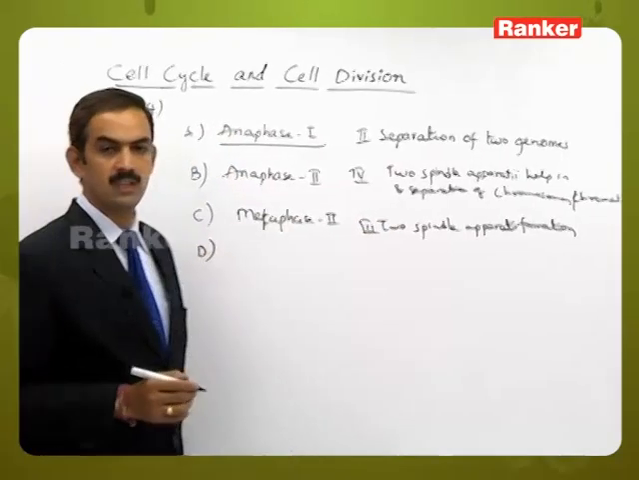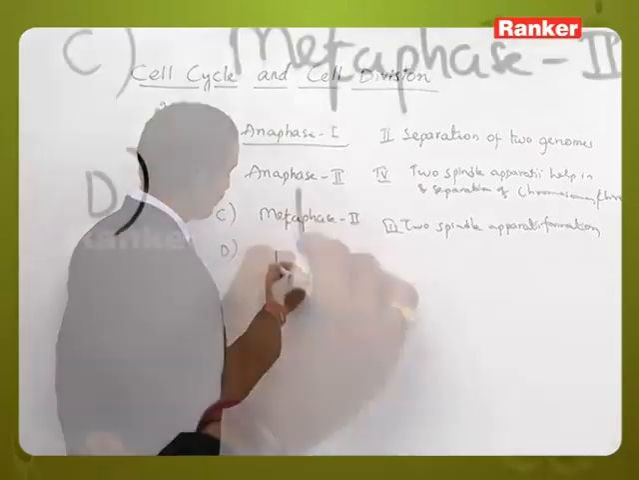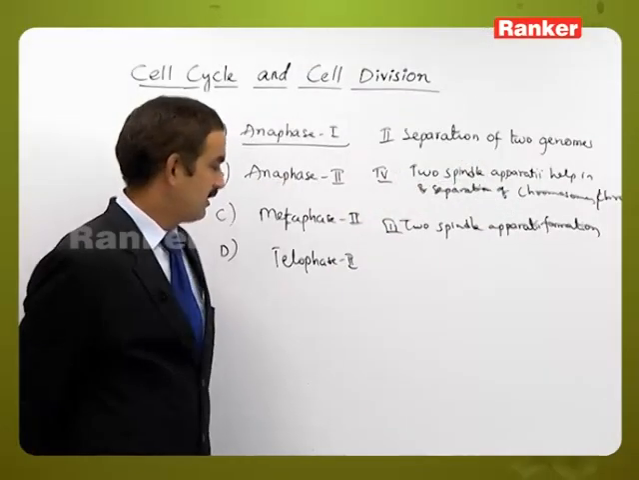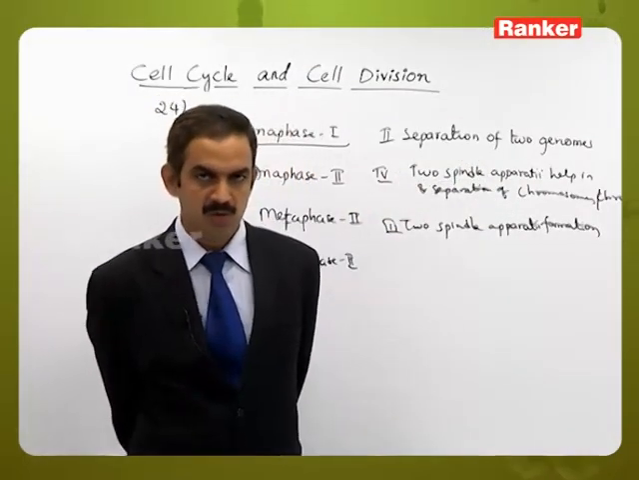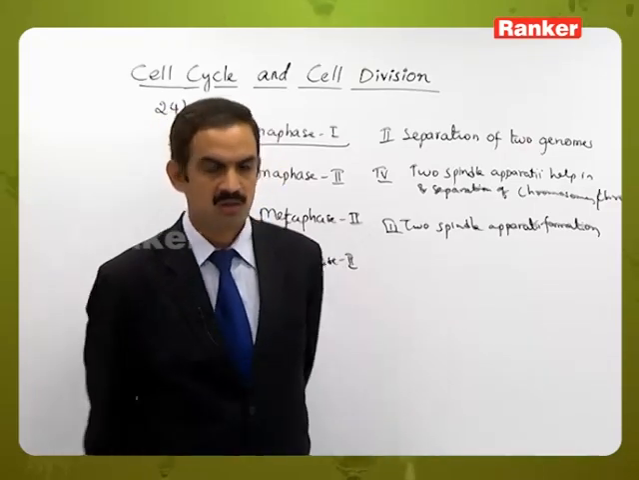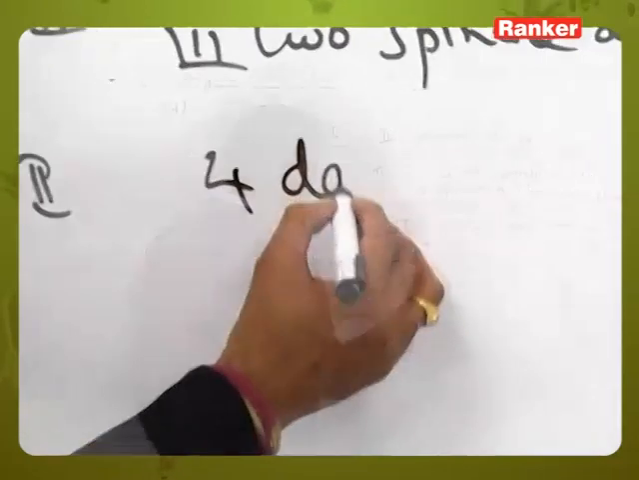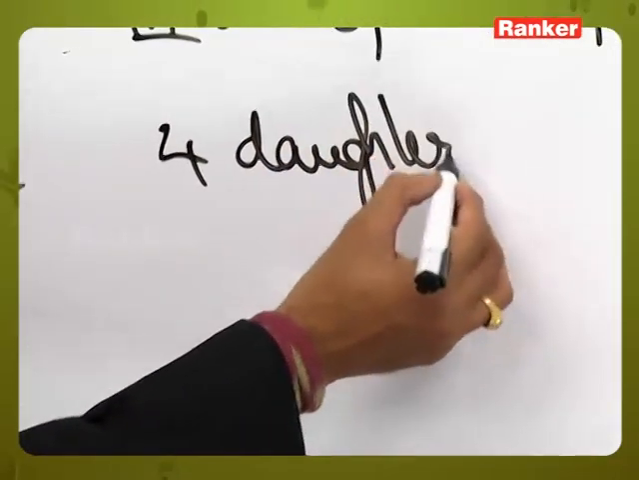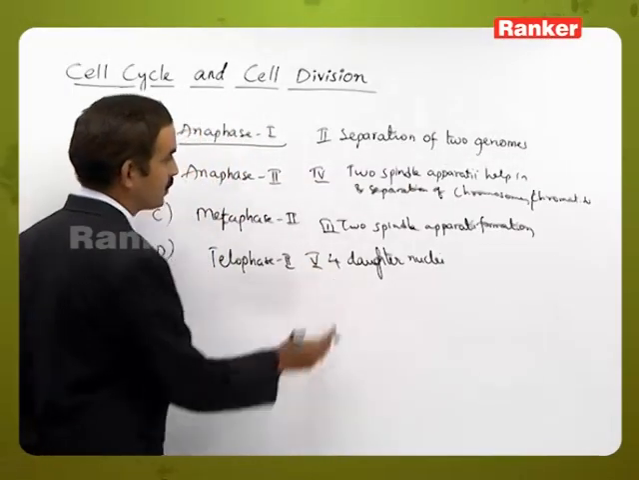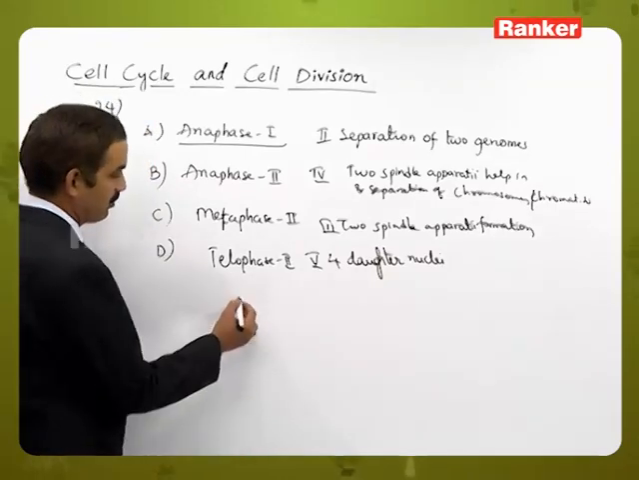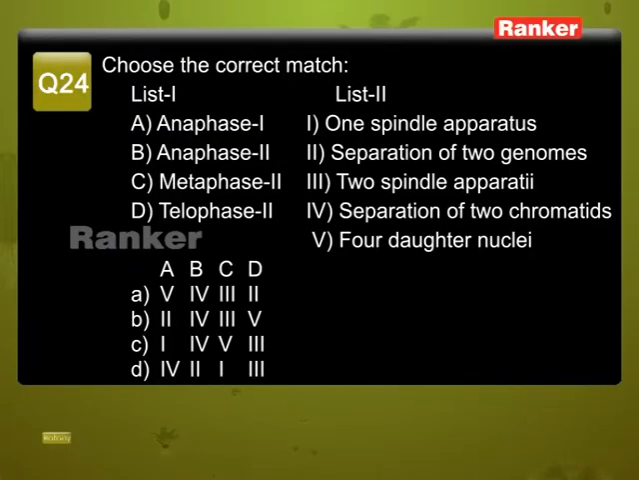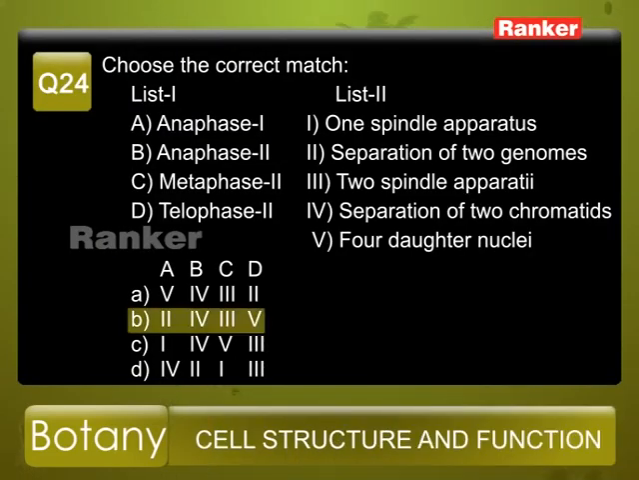And D, that is telophase 2. Here telophase 2 is the last stage of meiosis 2, where two daughter nuclei are divided to form 4 daughter nuclei. That is option number 5. So the correct sequence of options is 2, 4, 3 and 5. So from the given options, option B is the correct answer.